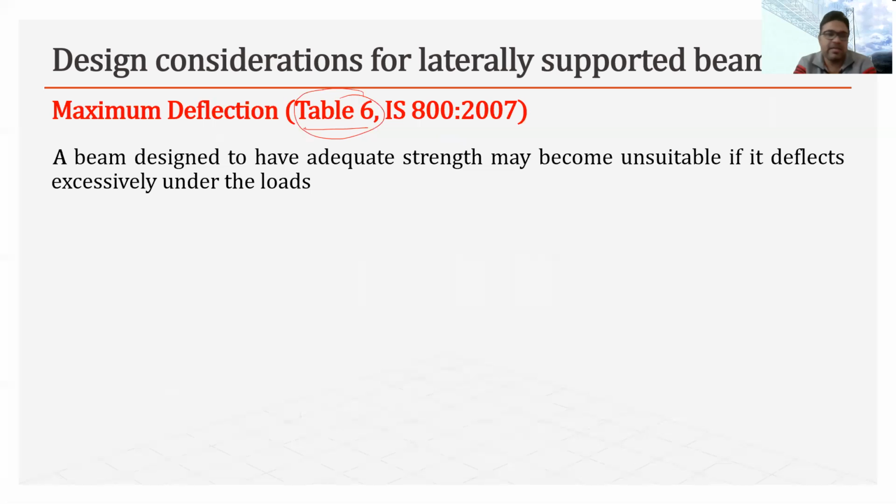A beam designed to have adequate strength may become unsuitable if it deflects excessively under the load. A beam may support the required load, but if it is deflecting more, the functioning of the beam may become unsuitable. In that case, we have to restrict the deflection. That is why we are supposed to check the maximum deflection criterion as per Table 6.